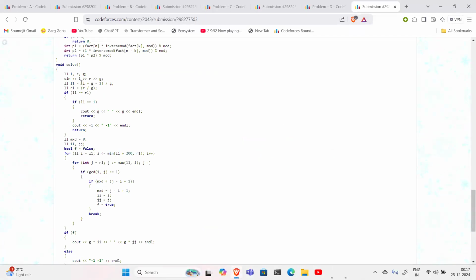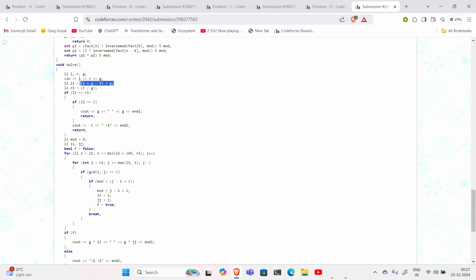So here you can look at what I have done. I have just scaled down this problem. I have taken L, R, and G as input, and scaled down the arguments to L1 and R1. R1 is simply R by G, and L1 is the ceil value of L by G.